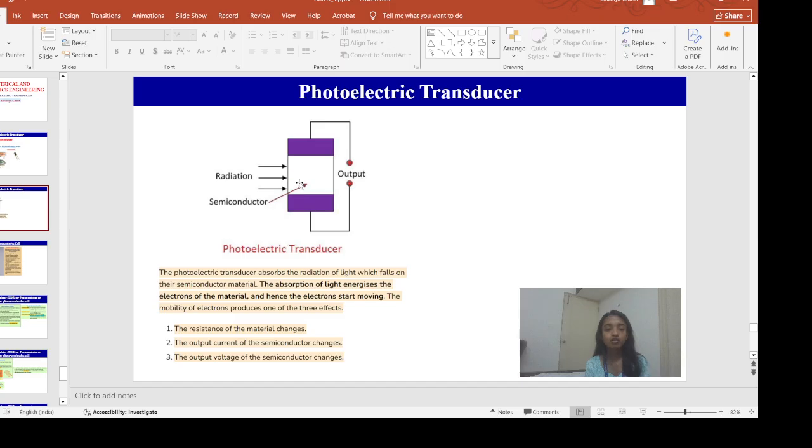So this mobility of the electrons will be generating three effects. What are these? The resistance of the material will change, the output current of the semiconductor will change, as well as the output voltage of the semiconductor will change. Okay, these two are metal contacts. We are taking the output from these two metal contacts. That means in the output side, through this metal contact, this photoelectric transducer is connected to some external device.